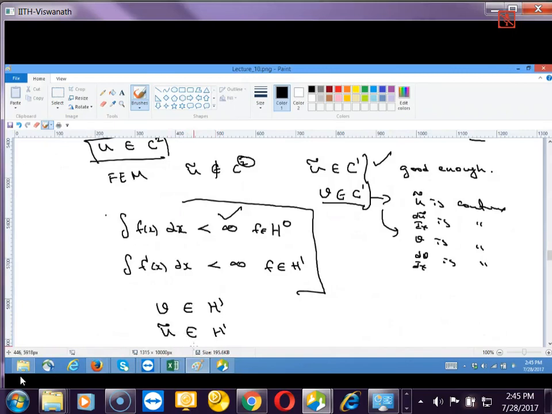Okay, that is good. So this says that some constant times v squared dx is less than infinity, and some constant times dv by dx squared, when you integrate, should also be less than infinity. This is H0, this is H1. This is true. Okay, as I said, again, we'll go back to the parallel analogy.